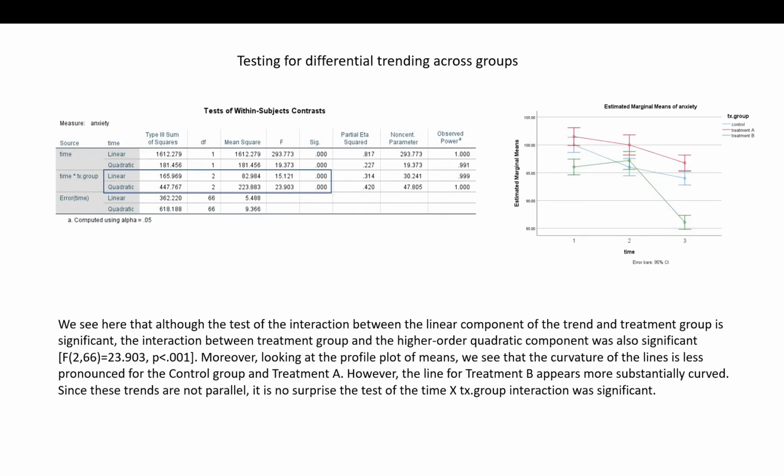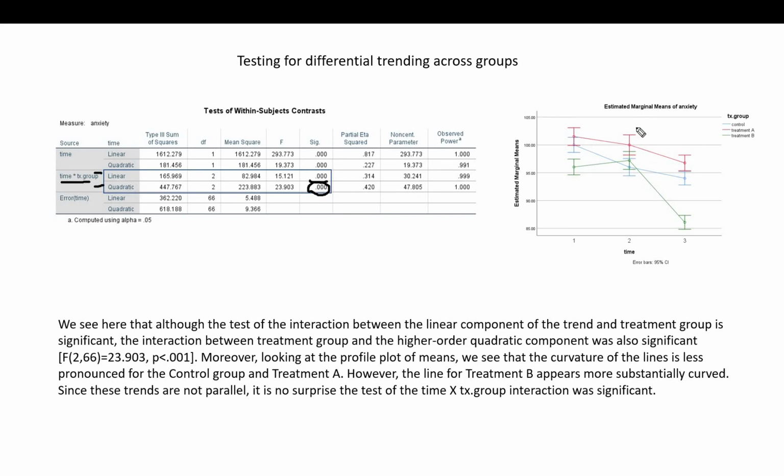Now here we can look at differential trending across the groups. So here you can see that we're looking at the time by treatment group interaction for the linear component and the quadratic component. So with the linear component it's still statistically significant, but again we're seeing this statistical significance with respect to the quadratic component.